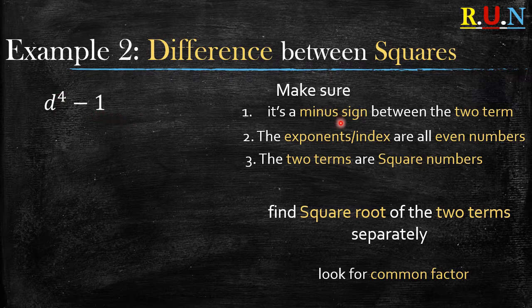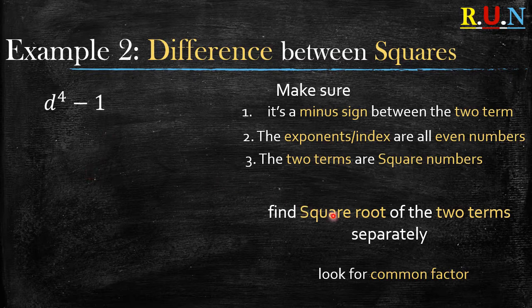Let's look at our sign. Is it a minus sign in between the two terms? Yes. The exponents, are they even numbers? We only have one exponent and it's a 4. 2, 4, yes, it's an even number. Are the two terms square numbers? Yes. D to the power of 4 is a square number. Is 1 a square number? Yes. 1 is a perfect square, so it's a square number.